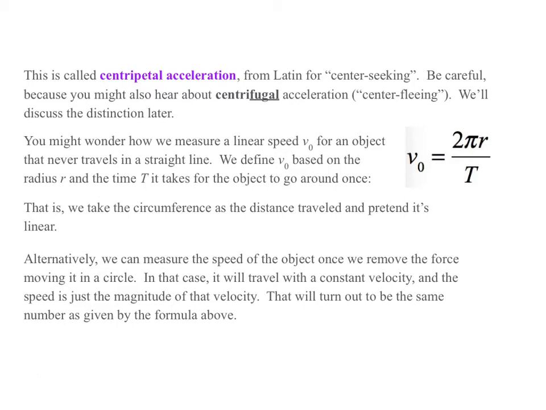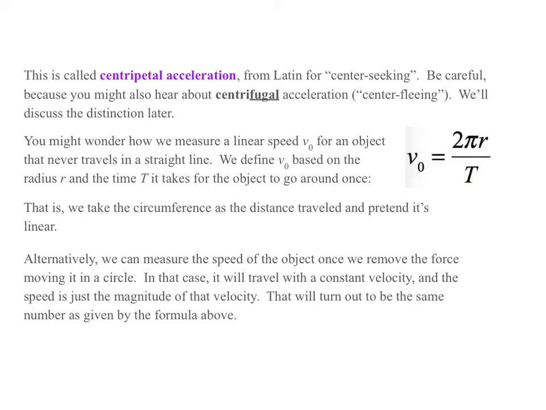You might wonder how we can measure a linear speed v0 for an object that never travels in a line. And so we define v0 based on the fact that the radius and time it takes is known, so that we go around the circle, which is a distance of 2 pi r, one circumference, and it takes a time t, which is the period, and so v0 is 2 pi r over t. That is, we sort of take the circumference and pretend that it's linear.